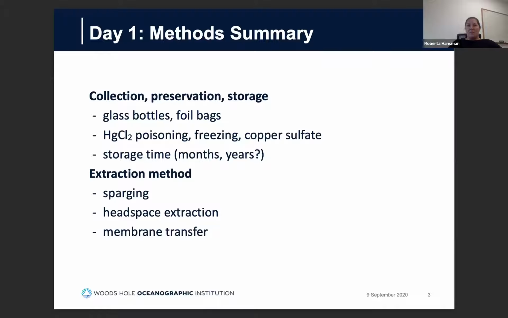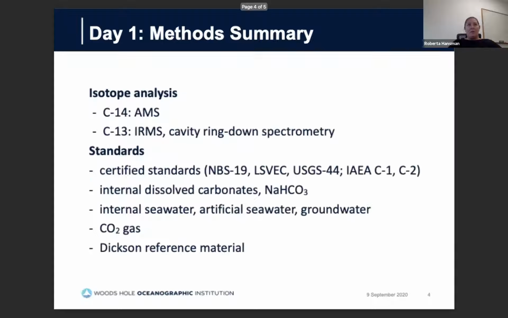For the various extraction methods, I think there were basically 3 methods: the sparging technique, headspace extraction, and then the membrane transfer, the Replicas system. For the isotope analyses, obviously anyone doing C14 on DIC in seawater is using AMS, but we had some presentations and discussions about using IRMS, both dual inlet and continuous flow systems for C13, as well as a nice presentation and discussion about using cavity ring-down spectrometry. And then the standards, this is not an exhaustive list and it's a bit of a mismatch, but I think that's kind of what it felt like yesterday.